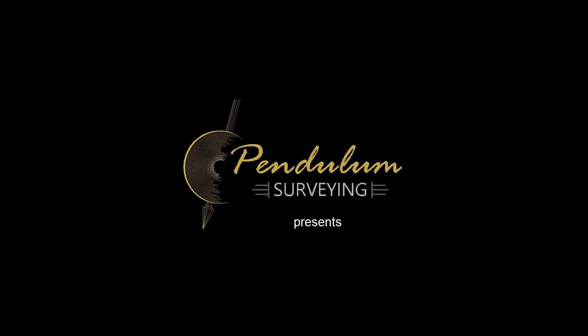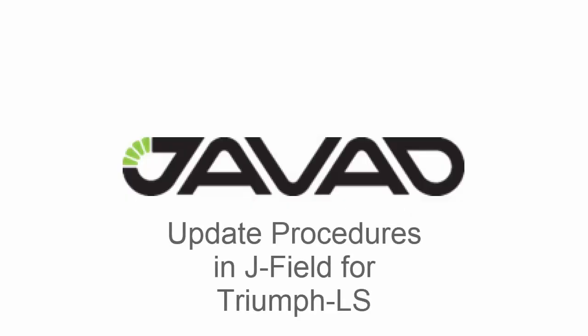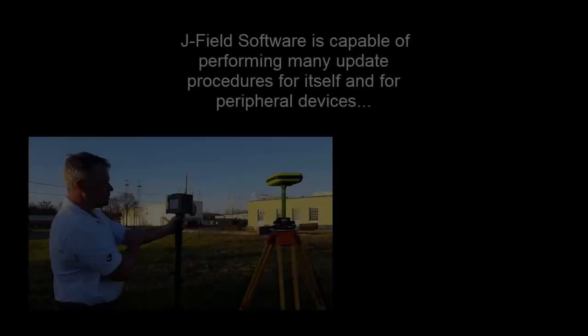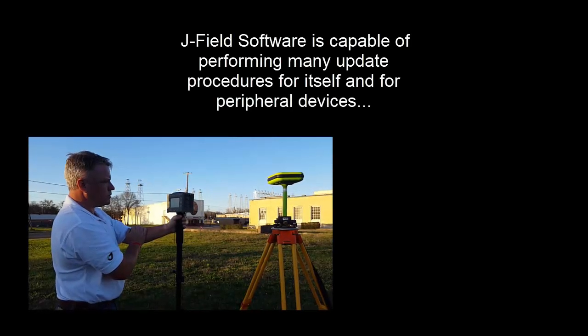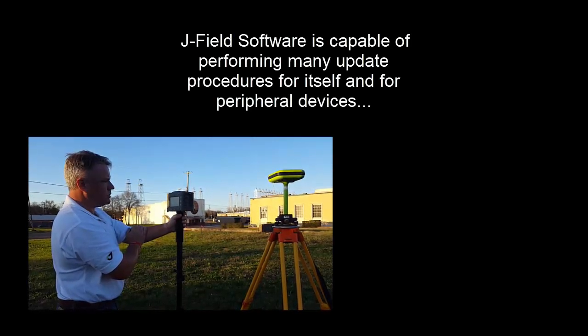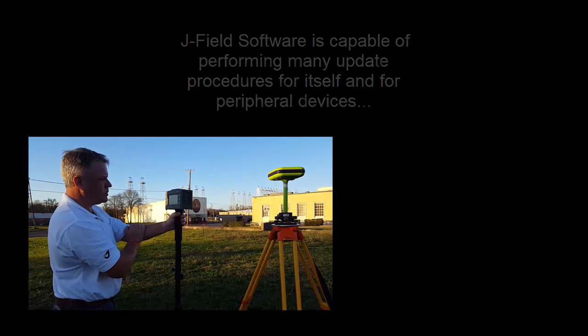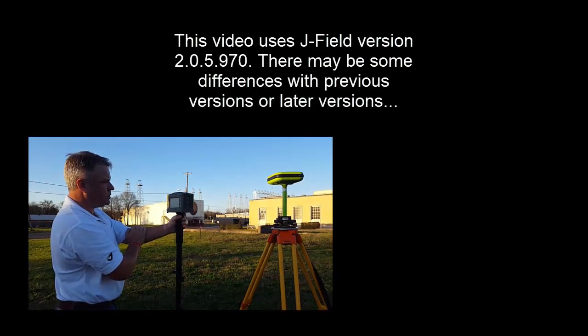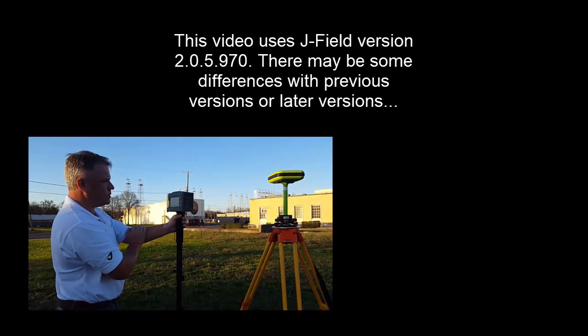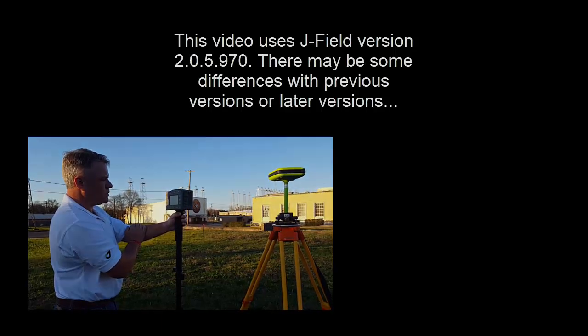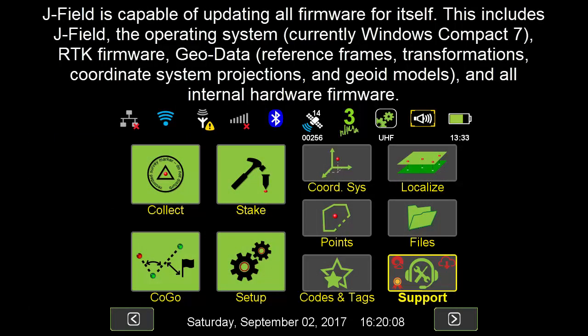In this video, we'll be discussing update procedures in JField for the Triumph LS. We'll be looking at updating the firmware for the Triumph LS, as well as the options authorization file for the Triumph LS. And we'll also be looking at updating the options authorization file for an external receiver. All of this can be done within the Triumph LS, with no need for an external PC to be able to accomplish this.